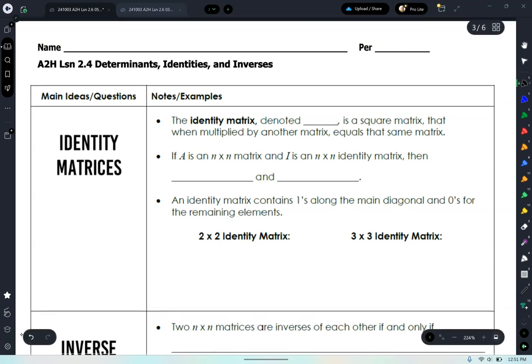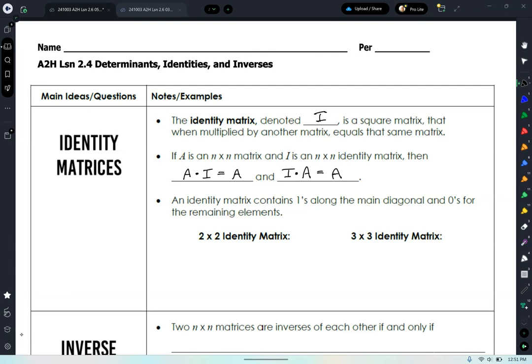All right, so an identity matrix, denoted I, is again a square matrix. When multiplied by any other matrix, it's going to equal that matrix. Okay, so if we had matrix A and we multiplied it by the identity matrix, we're going to get matrix A. Or if we had the identity matrix and we multiplied it by matrix A, we're going to get matrix A. So whether we multiply it on the left or the right, it's like multiplying by 1, right?